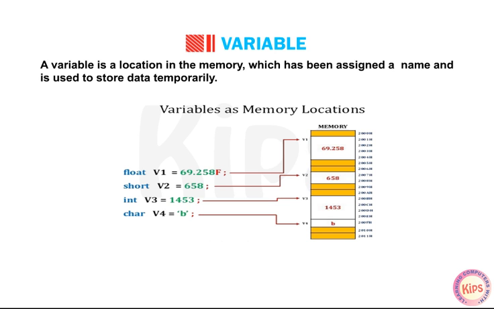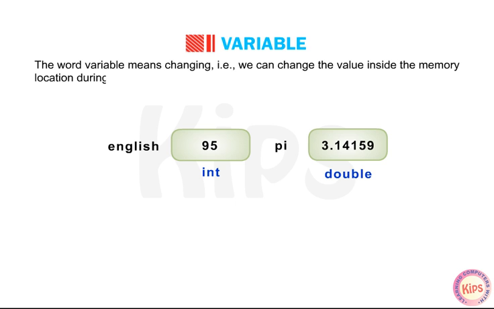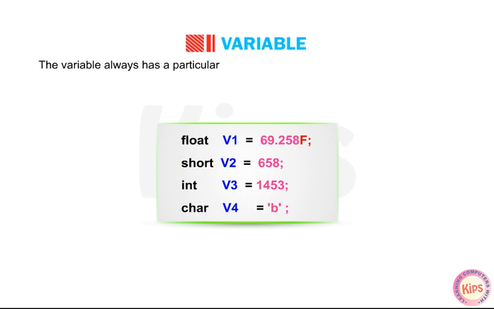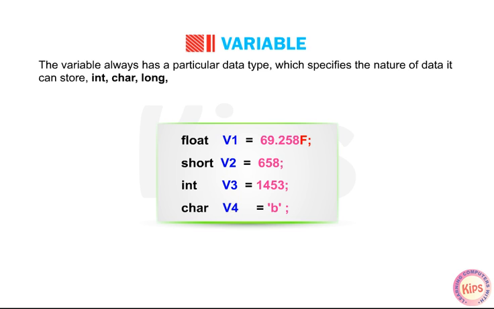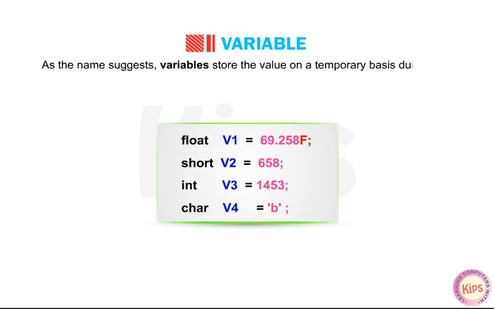The word variable means changing, that is, we can change the value inside the memory location during program run. The variable always has a particular data type which specifies the nature of data it can store: integer, character, long, etc. As the name suggests, variables store the value on a temporary basis during the execution of a program.